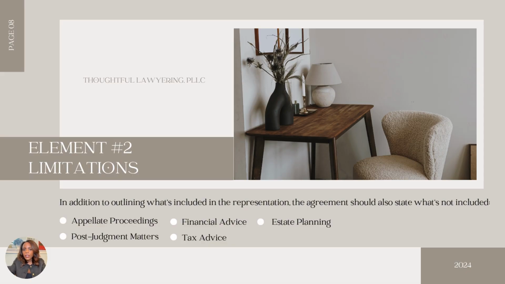Your attorney-client agreement should also clearly state when the representation ends, meaning when the attorney finishes the work they were hired to do. For example, if you hired an attorney for your divorce, the agreement should state that the attorney's representation ends when a judgment of divorce is signed by a judge and finalized by the court. Your attorney-client agreement should also clearly state what's not included in the representation. This might include things like appeals, financial advice, tax planning, estate planning, or post-judgment matters like contempt motions.